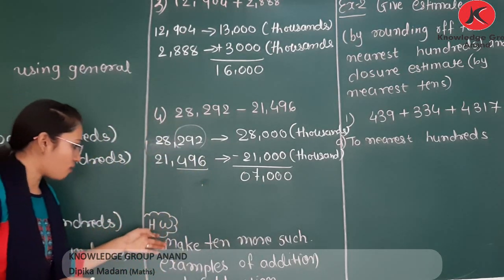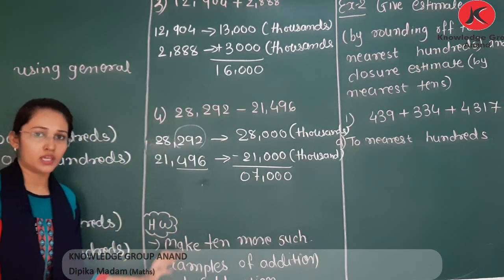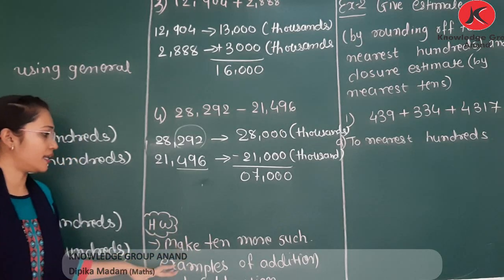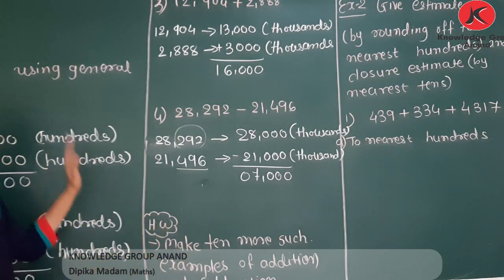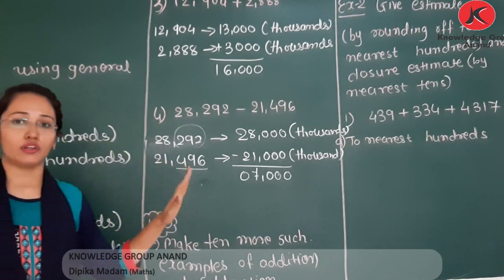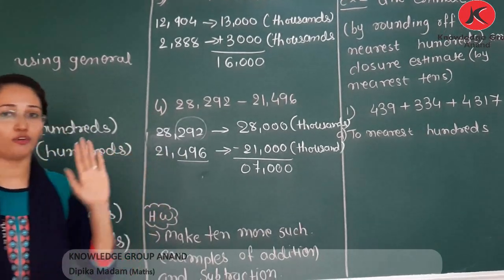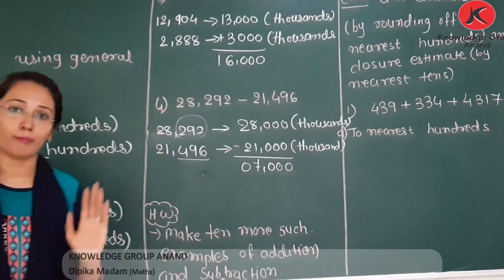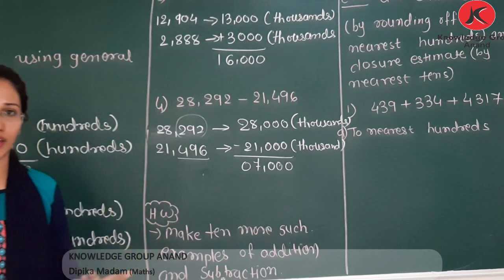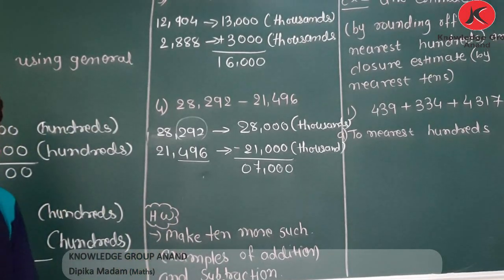Okay? Homework is there. You need to make 10 such examples related to addition and subtraction, and you need to perform the same method for those 10 examples. તમારે કોઈ પણ જાતે 10 example બનાવવાના છે, એની એસ્ટિમેટેડ વેલ્યુ ફાઇન્ડ કરવાની છે અને આન્સર લખવાનો છે.